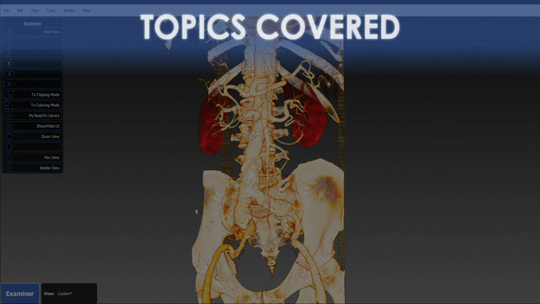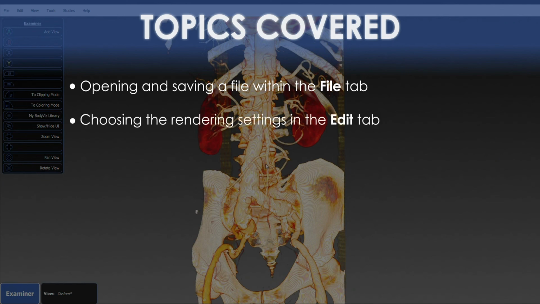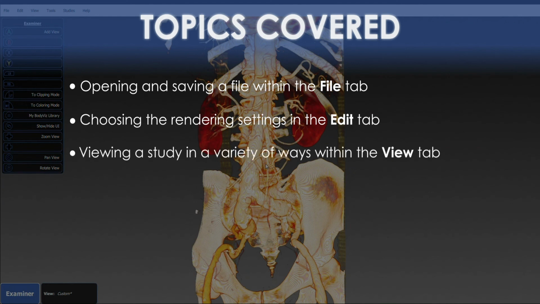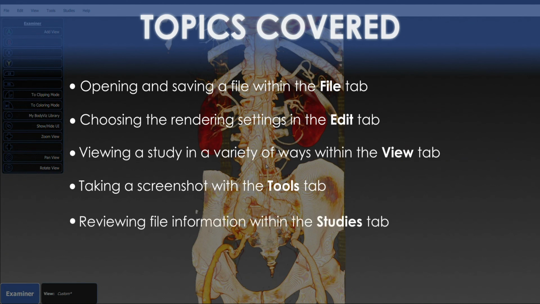This video covers the basics of the BodyViz menu bar with a brief overview of each feature. This includes opening and saving a file within the File tab, choosing the rendering settings in the Edit tab, viewing a study in a variety of ways within the View tab, taking a screenshot with the Tools tab, reviewing file information within the Studies tab, and accessing helpful resources in the Help tab.